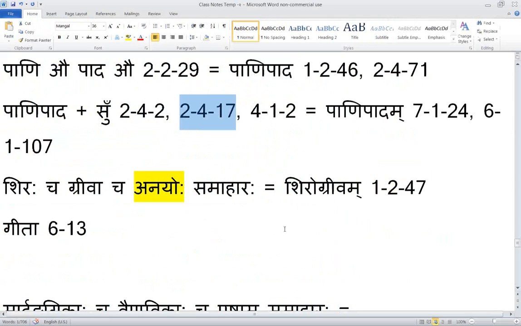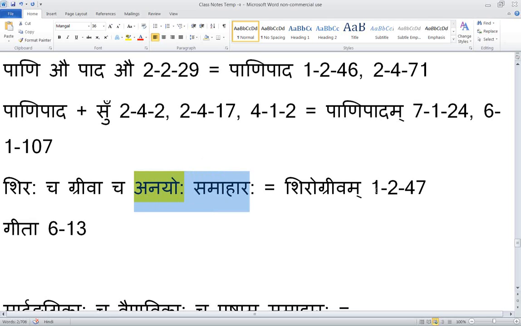Now the last time I think I made a mistake. I think shiraha cha griva cha anayoho samahara. There are only two of them now, so anayoho samaharaha, not esham. Shirascha grivacha anayoho samahara. Please make the correction from last time. It should be anayoho. Anayoho samaharaha shiro grivam.